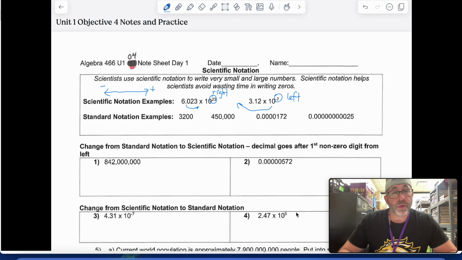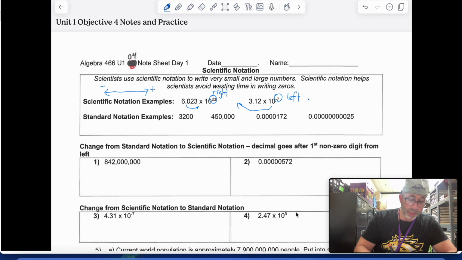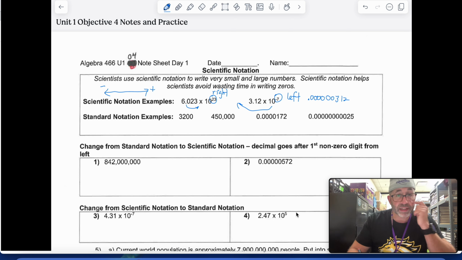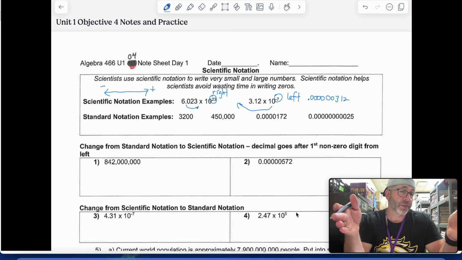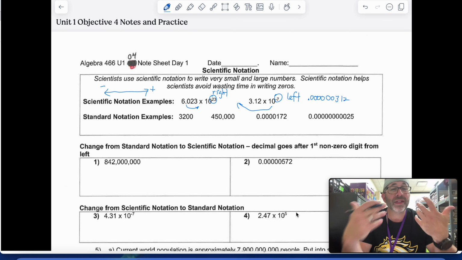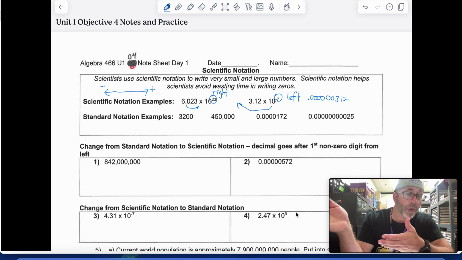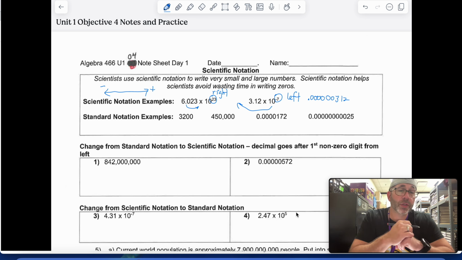And that means that what we're going to see in that number would be 0.000000312. So there's a lot of zeros in front of that 3, but that's a lot to write, especially if we have even more. So that's why we just say 3.12 times 10 to the negative 7.